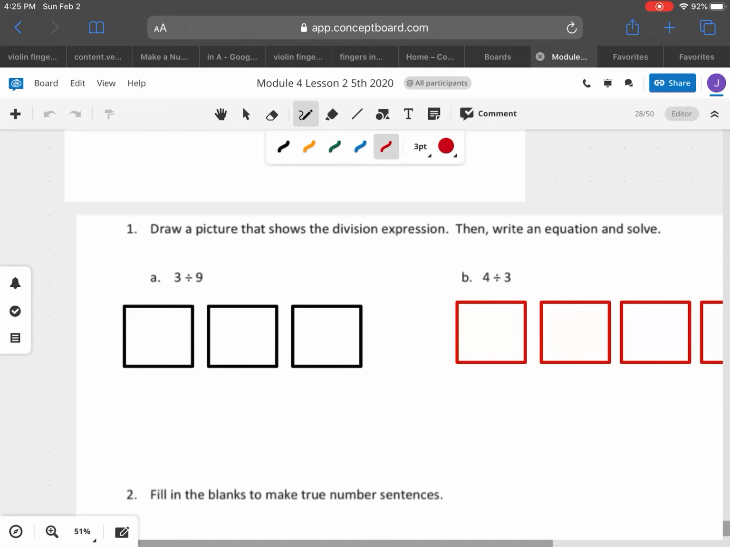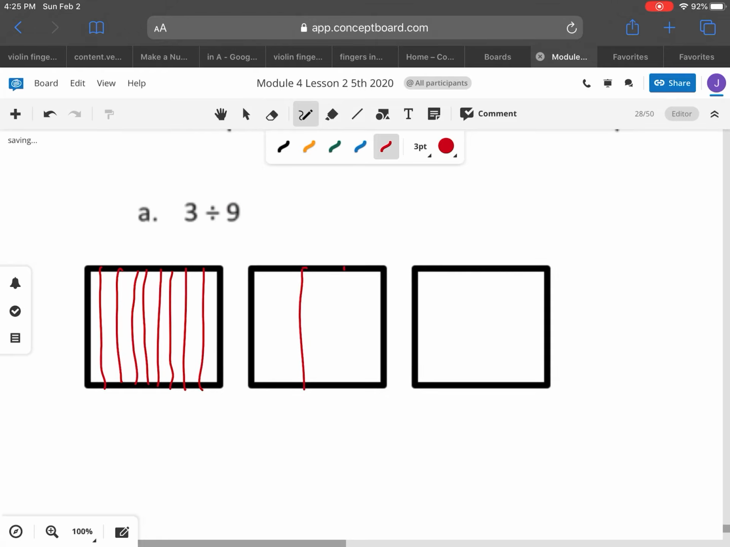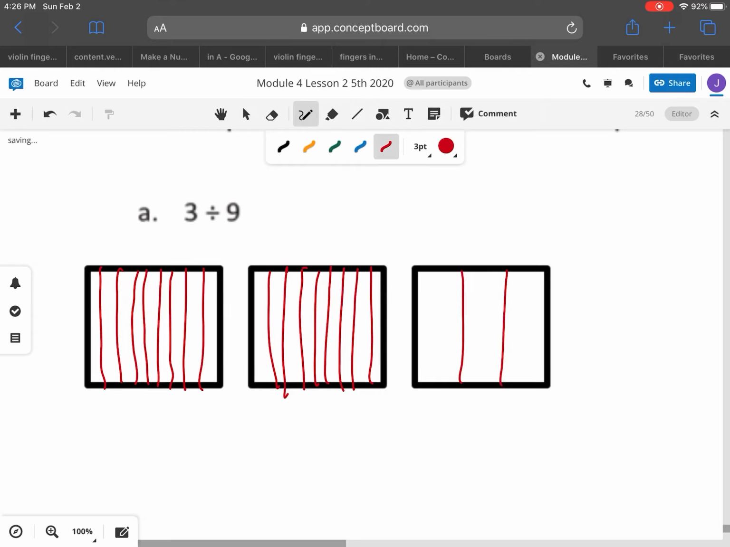All right, so here we go. On the left here, we have 3 wholes. And for each whole, I am going to cut them into ninths. Again, I'm going to cut it into thirds, cut those thirds into thirds. Now I have ninths. Okay, I'm going to do that again.